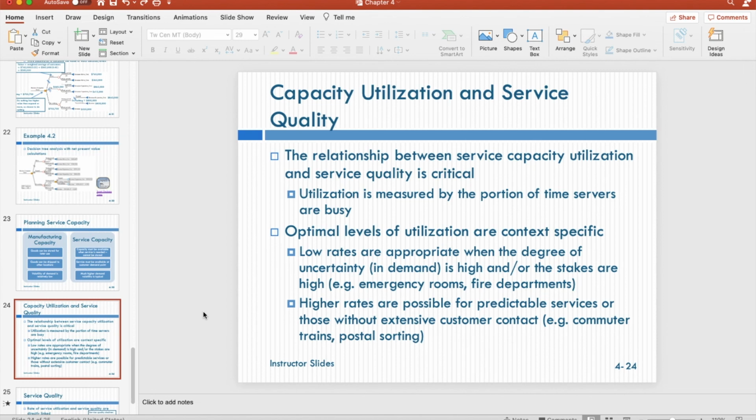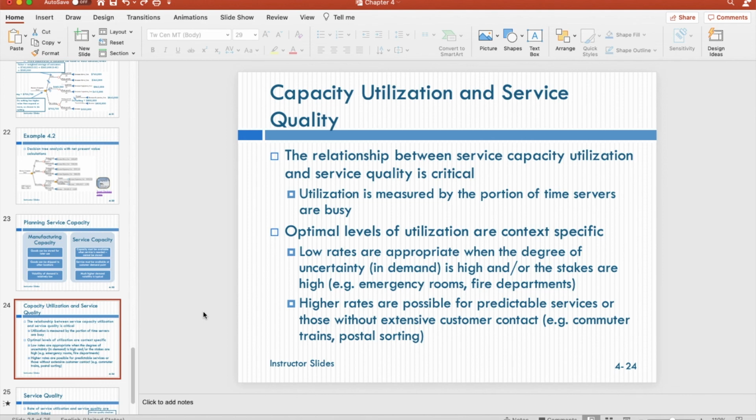So we say that under the manufacturing type of industry, the utilization of the capacity level should not be far away from the capacity, and it should also not be above the capacity level. That's not good.